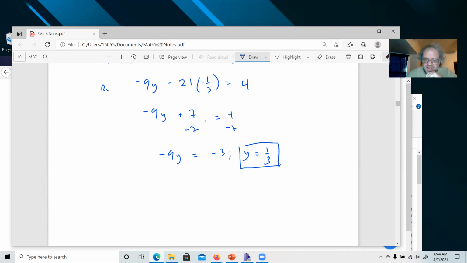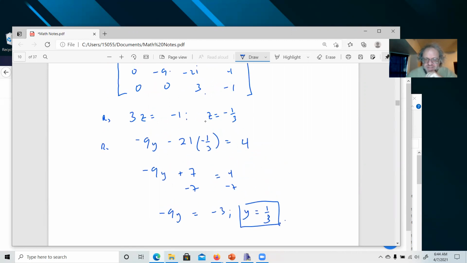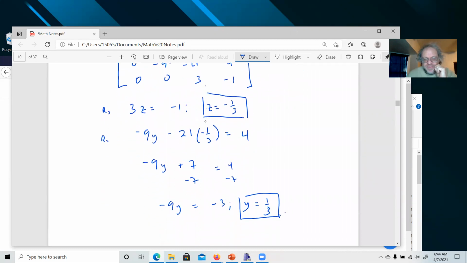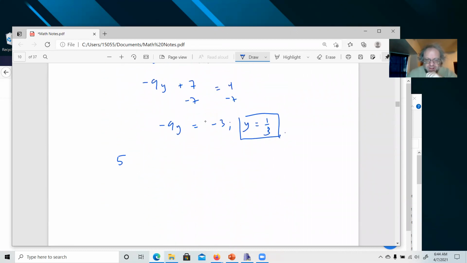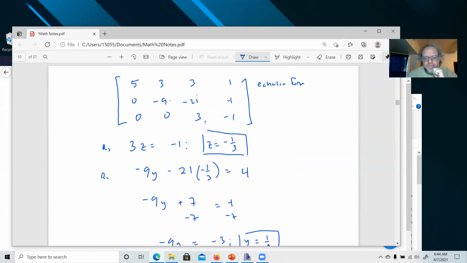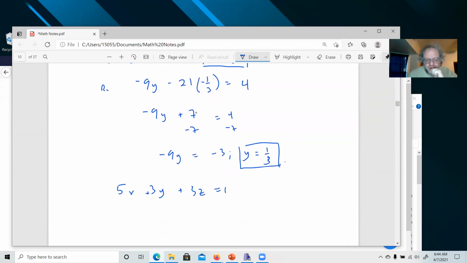Okay, so we have one solution, we have two solutions, and then back to the original, which was 5, 3, 3, 1. At least this one's going to be okay. So 5x plus 3y plus 3z is equal to 1. Right? And is it all pluses? It is. So we have 5x plus 3. I guess I kind of cheated on this one. I mean, it looked hard at the beginning, but boy, this fell apart real easy, didn't it?